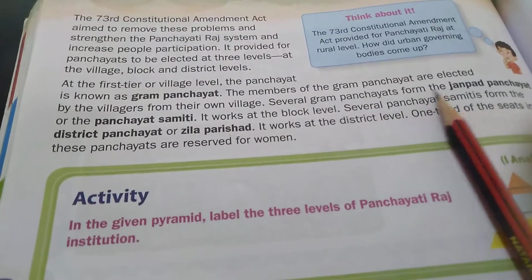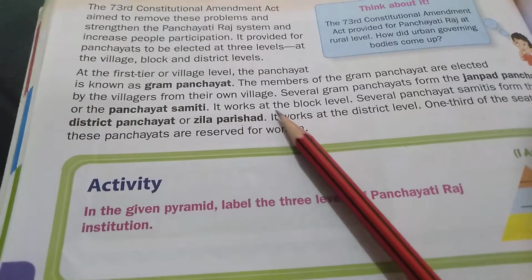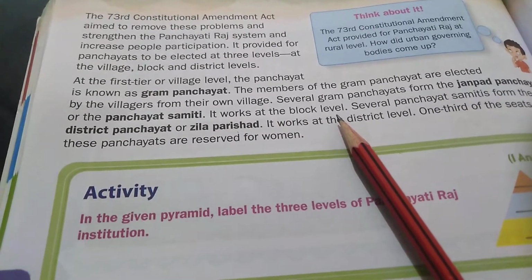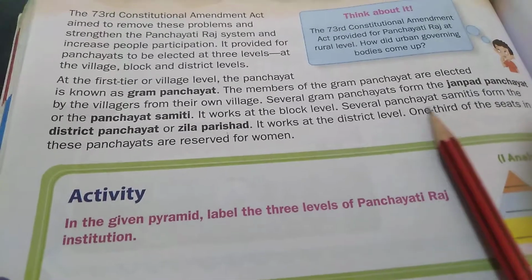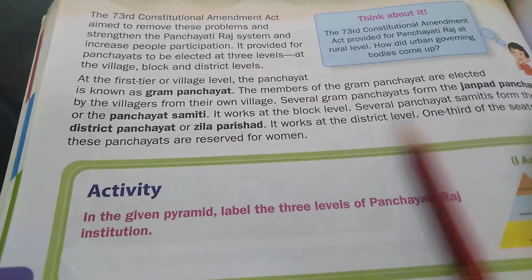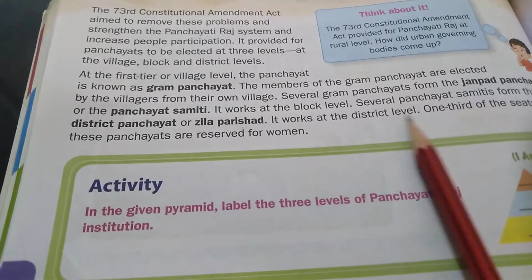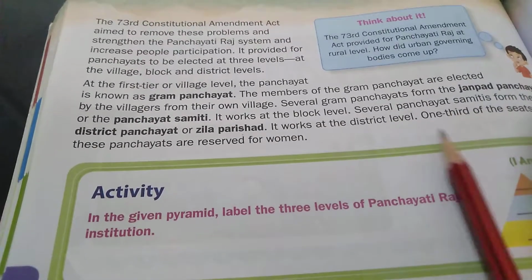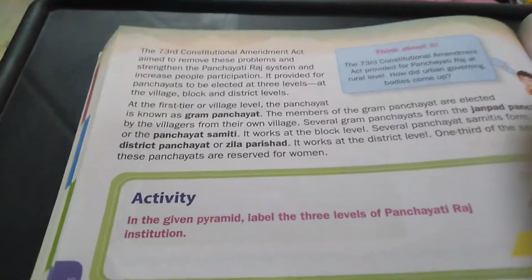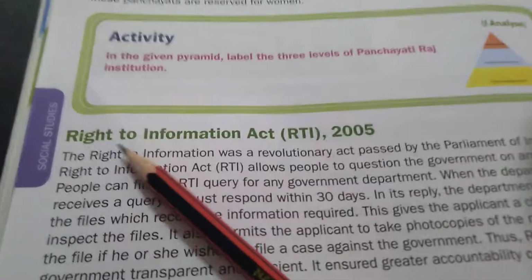Several Gram Panchayats form the Janpad Panchayat or the Panchayat Samiti. It works at the block level. Several Panchayat Samitis form the district panchayat or Zilla Parishad. It works at the district level. One third of the seats in these panchayats are reserved for women. This is the 73rd Constitutional Amendment Act.